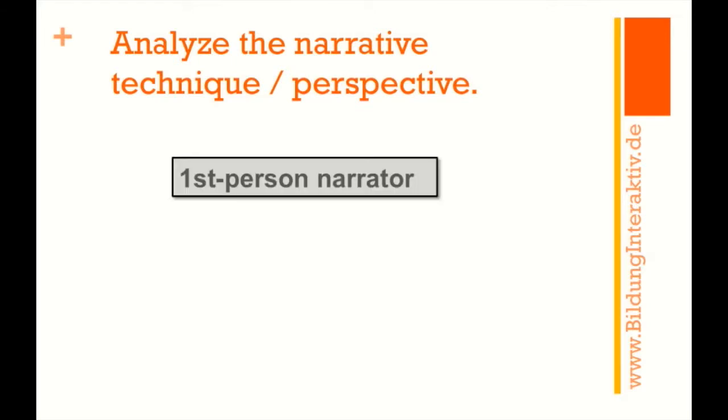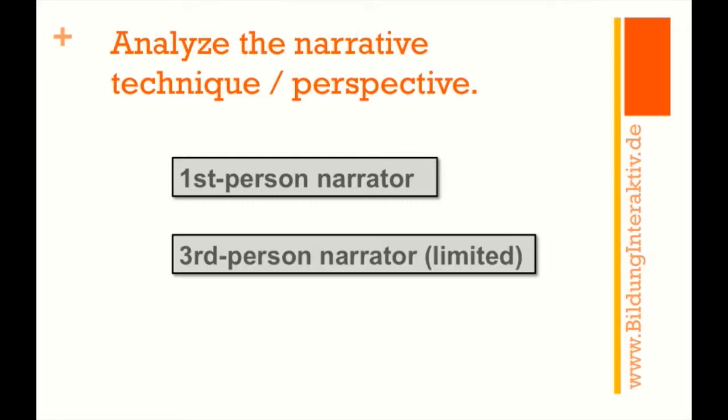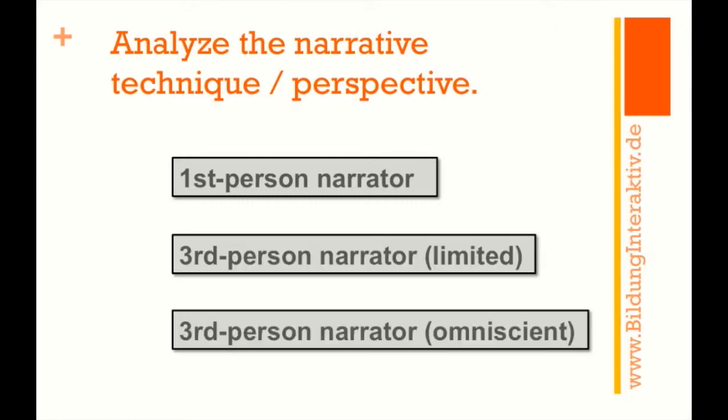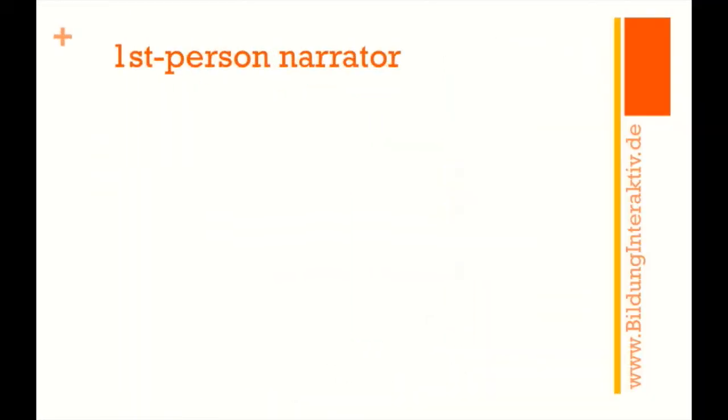Your narrator can be a first-person narrator or a third-person narrator, and with a third-person narrator, you actually have 2 possibilities. You have a third-person narrator with a limited point of view, and you have a third-person narrator with an unlimited point of view, and this one is also called the omniscient narrator. So you have 3 types of narrators: first-person narrator, third-person narrator with a limited point of view, and the omniscient narrator. Let's have a closer look at those 3, and let's start with the first-person narrator.